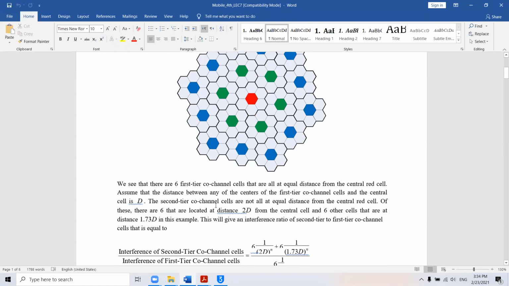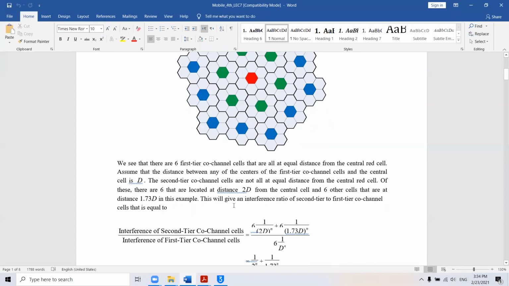The second tier co-channel cells are not all at equal distance from the central red cell. There are 6 that are located at 2D from the center of the cell, and 6 others are at a distance of 1.73D. Of course, this calculation is based on the hexagon shape. Now, this will give the interference ratio of the second tier to the first tier co-channel cells according to this equation.